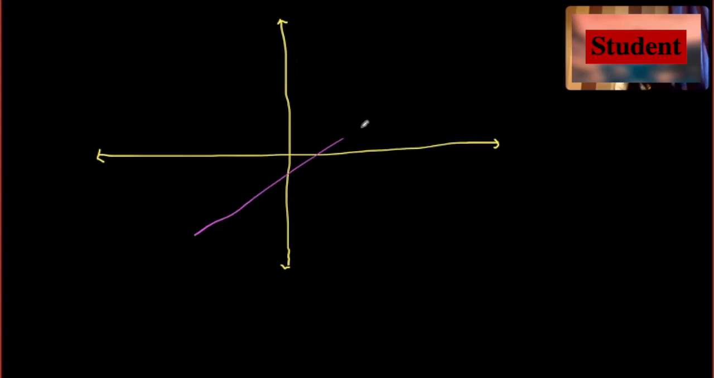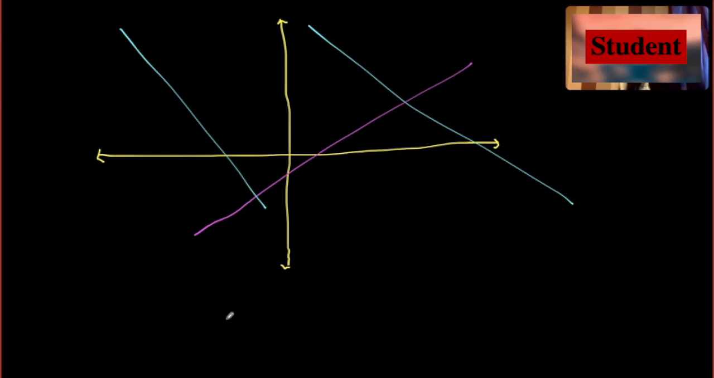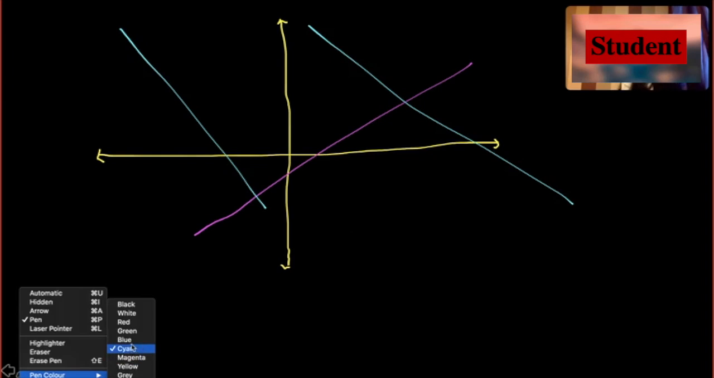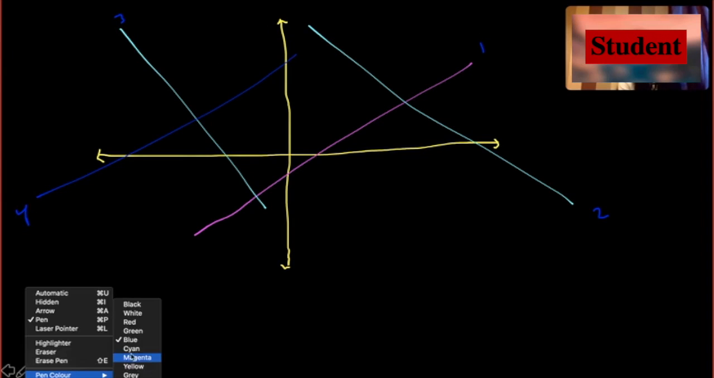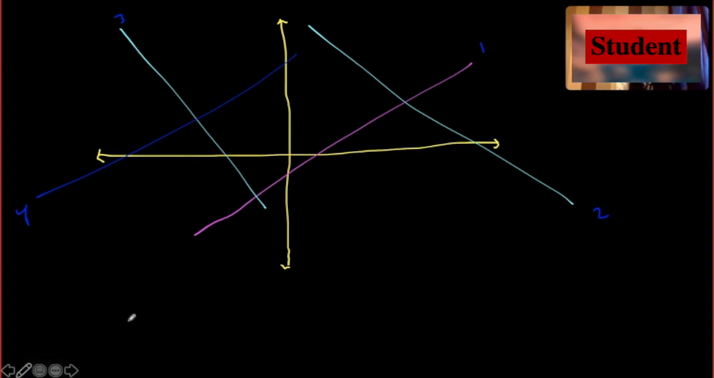Let's say there is one line, this one. And there is another line, this one. There is another line, this one. And let's say there is another line, this one. Is that okay? Now this is the first line, this is second, and third and fourth. Now we are going to see which one has a positive and which one has a negative value. Clear?